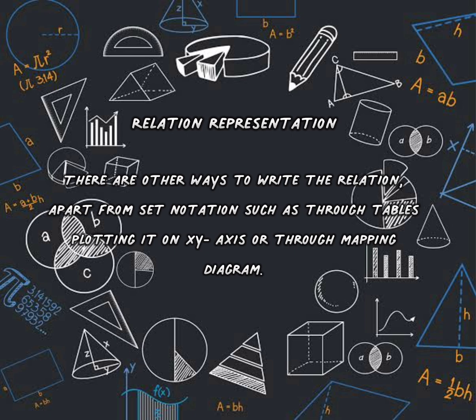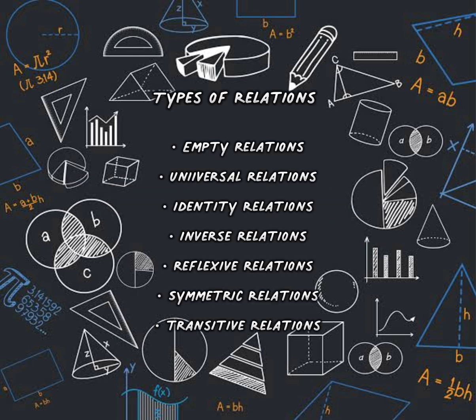Relation representation. There are other ways to write a relation, apart from set notation, such as through tables, plotting it on the xy axis, or through a mapping diagram. Types of relations: empty relations, universal relations, identity relations, inverse relations, reflexive relations, symmetric relations, transitive relations.